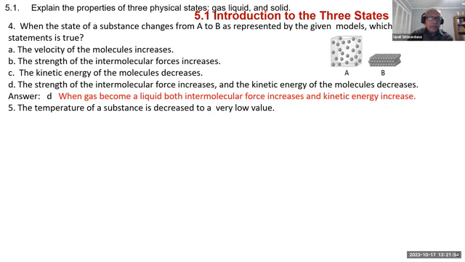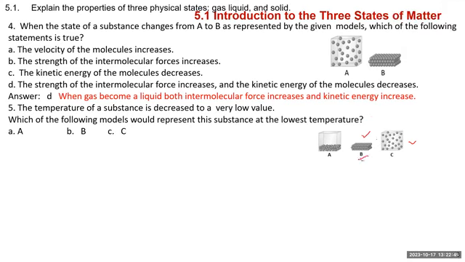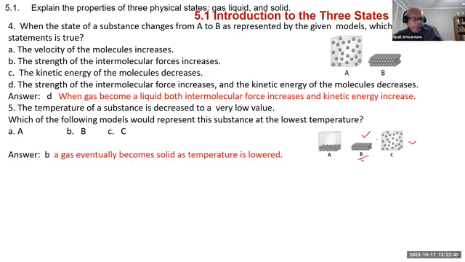Number 4. Temperature of a substance is decreased to a low value. Which of the following would represent the substance at the lowest temperature? There are 3 substances, A, B, C. A is liquid, B is solid, C is gas. Which of the models will represent the lowest temperature? Lowest temperature is solid, which is the B. So the answer is B.